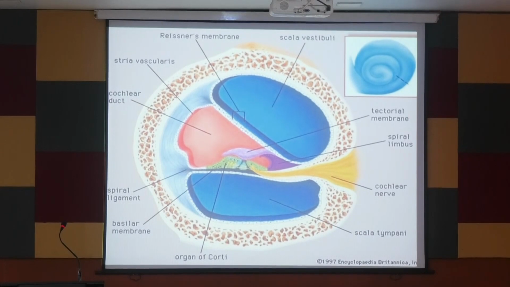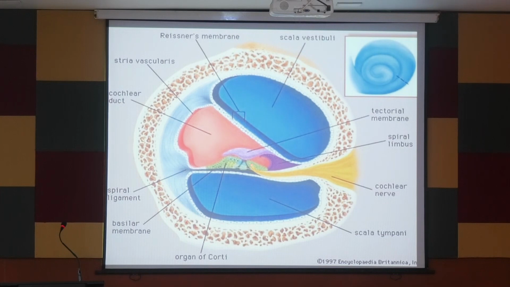So that means the inner hair cells are more resistant and the outer hair cells are less resistant. The inner ones are fewer in number, the outer ones are more in number. The inner ones are more resistant, the outer ones are less resistant. The inner ones are phylogenetically developed earlier cells. That is why they are more resistant. And the outer ones are phylogenetically developed at a later stage.